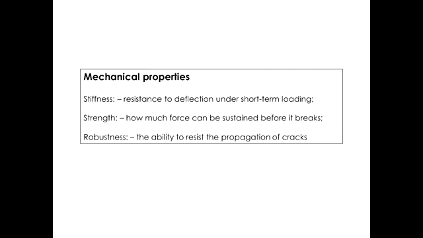So just to remind you of some terms: stiffness, which is the resistance to deflection. Deflection, when we talk about vertical deflection under a point load or a distributed load. Strength just means the amount of force that can be carried by a particular object or material before it breaks. And then the last one, which could be called toughness or, better, robustness, is the ability to resist the propagation of cracks or problems.